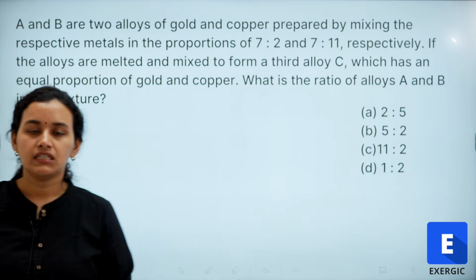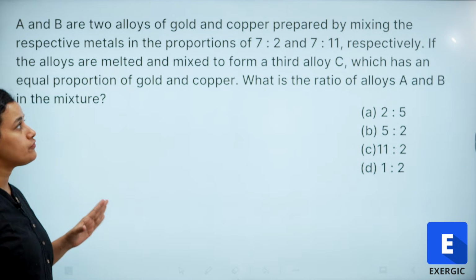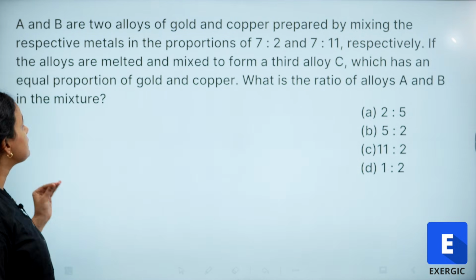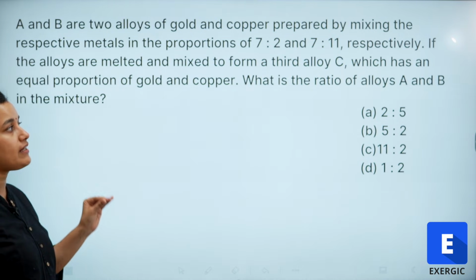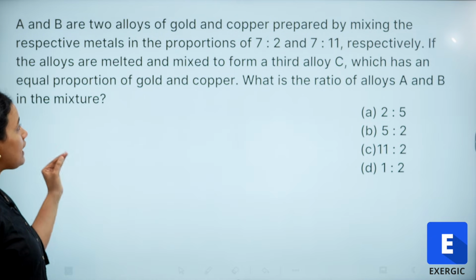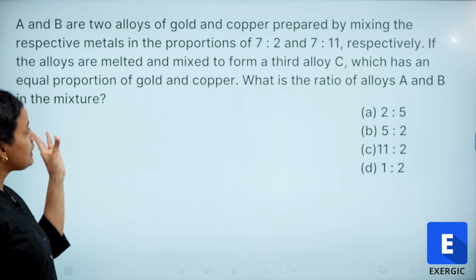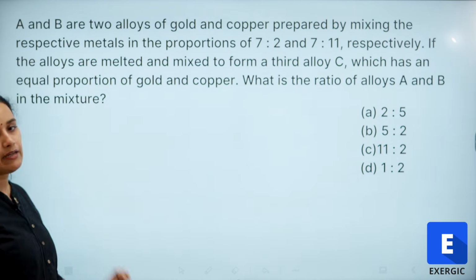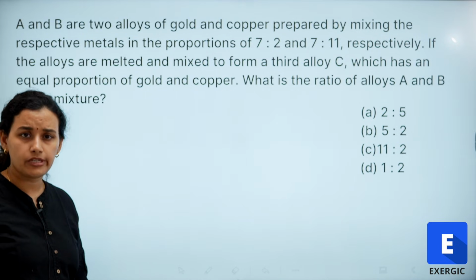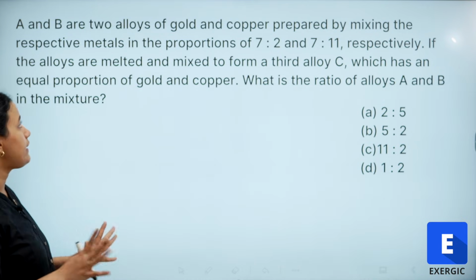Okay. So 2 is the required answer. Clear? The last question for today's class. A and B are two alloys of gold and copper prepared by mixing the respective metals in the proportions of 7:2 and 7:11 respectively. If the alloys are melted and mixed to form a third alloy C, which has an equal proportion of gold and copper, what is the ratio of alloys A and B in the mixture? So very simple question of mixtures if you are able to understand the data that has been given.